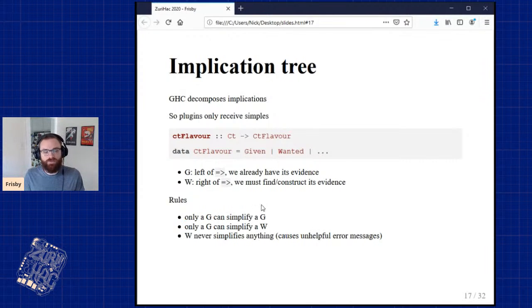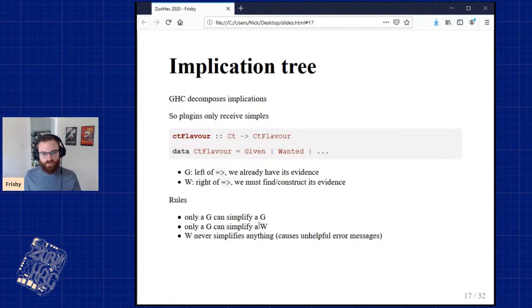By the semantics of givens and wanteds, we have some rules about how the two are allowed to interact. So you should only use a given to simplify a given. That's sort of saying, I know two things, but together I can interact them to simplify them, to make them more canonical, for example.